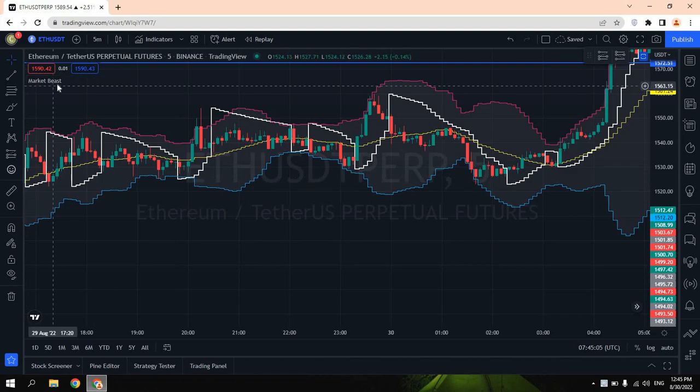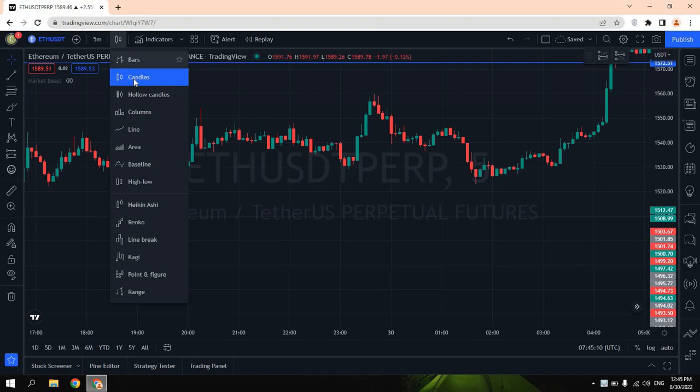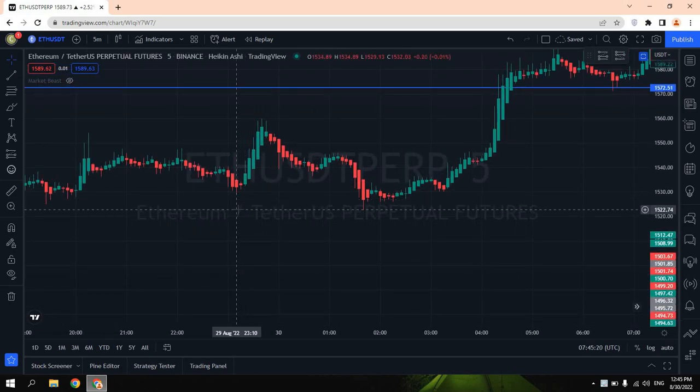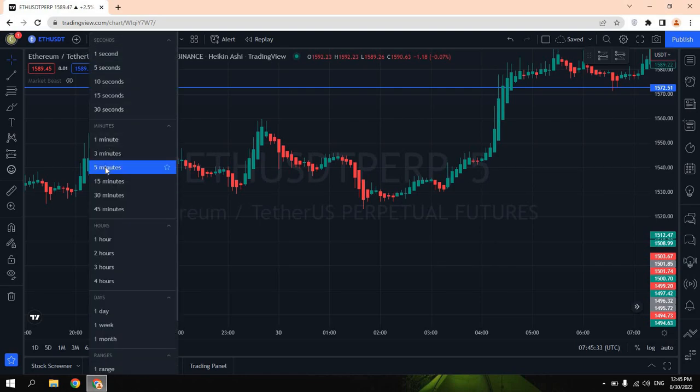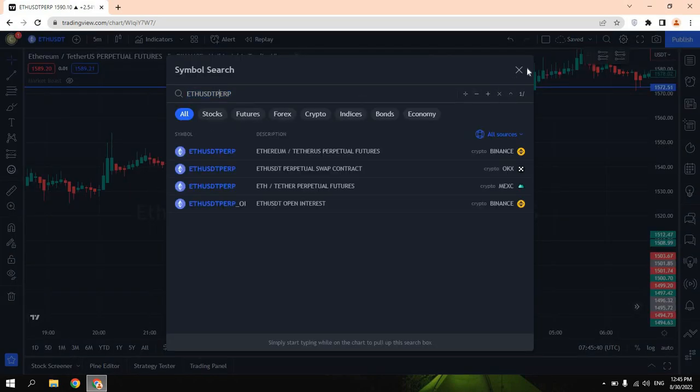Before applying the indicator, we will convert this candlestick to Heikin Ashi. So here we have Heikin Ashi candlesticks. This strategy works on these candlestick patterns. Second thing, we will see our time frame. I would suggest you all to use a lower time frame like 3 minutes, 5 minutes. I have used 5 minutes mostly. So with the 5-minute time frame, I have the Ethereum USDT pair.